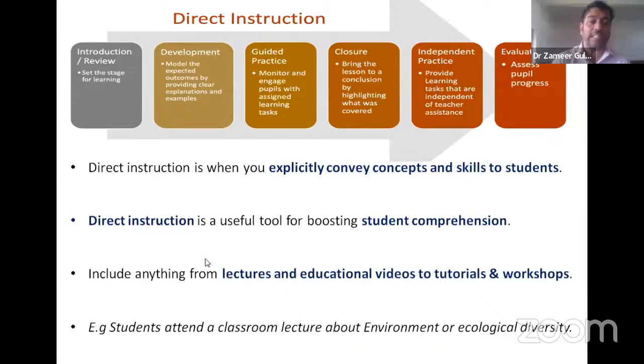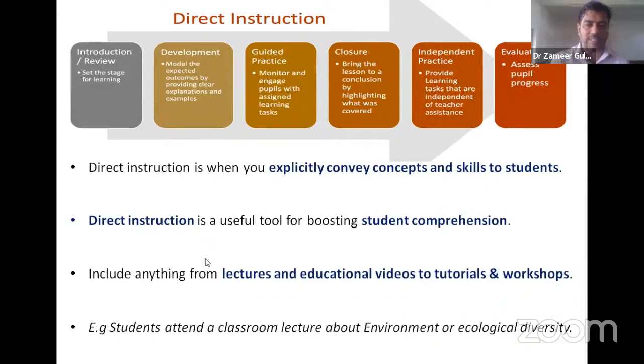But here we are additionally giving lectures, some educational videos, and some tutorials. We ask our students to join some workshops also. So it is more or less traditional, but you are including modern teaching methods, like educational videos, tutorials in the sense that you teach a group of students, and engaging them with workshops.